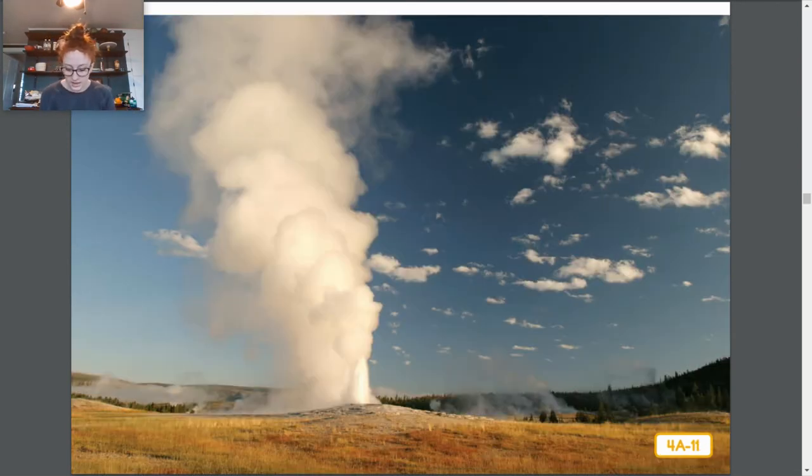This geyser has a name. It's called Old Faithful. The word faithful means trustworthy or reliable. So why do you think that this geyser might be called Old Faithful? Maybe it's reliable. What does it mean to be reliable? It means that people can count on you, okay?